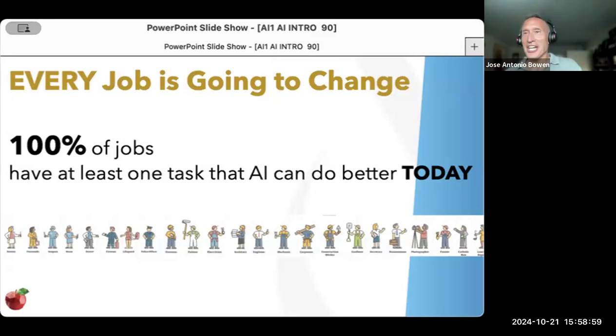So every job is going to change. Every job. It doesn't mean jobs are all going to go away. I think most jobs will not go away. But this study looked at all 900-plus U.S. Labor Department jobs, because each of those jobs has a list of tasks. For every job, there was at least one task that could already be done better by AI.